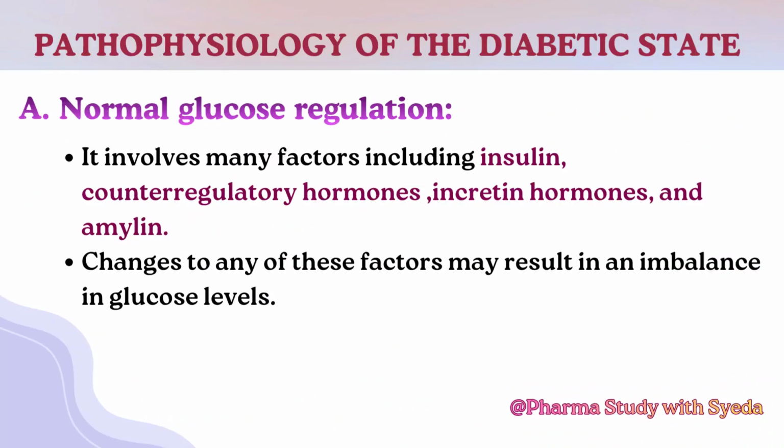Now let's understand the pathophysiology of the diabetic state. Normal glucose regulation is a complex process that involves several important factors. These include insulin, counter-regulatory hormones such as glucagon, incretin hormones released from the gut, and amylin. All of these work together to maintain blood glucose within a normal range. If there is any imbalance or dysfunction in these factors, whether reduced insulin action, excess counter-regulatory hormones, or impaired incretin effect, blood glucose levels rise, leading to the development of diabetes.